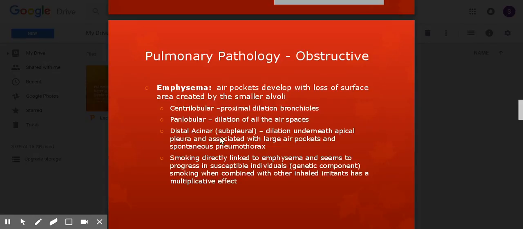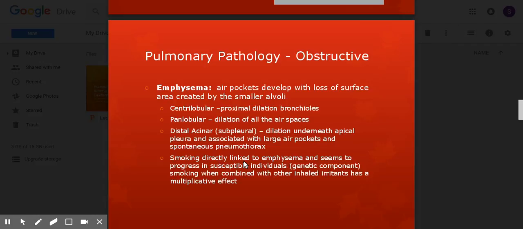Distal acinar or subpleural, you see dilation underneath the apical pleura, and this type of emphysema is associated with large air pockets, and these patients often can develop what's referred to as a spontaneous pneumothorax, where the air pockets become so large that they actually can collapse the lung itself.